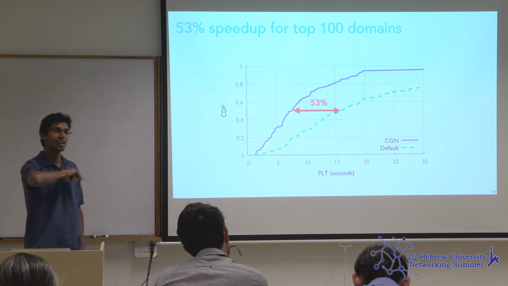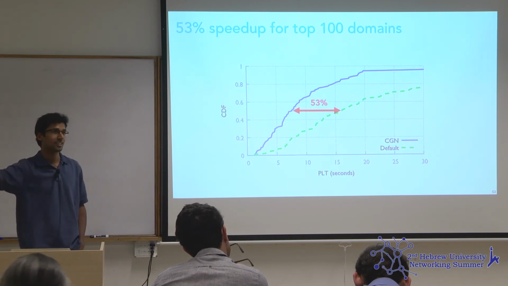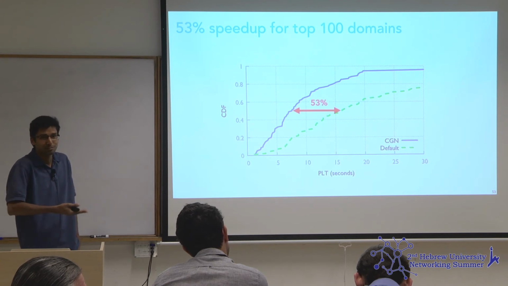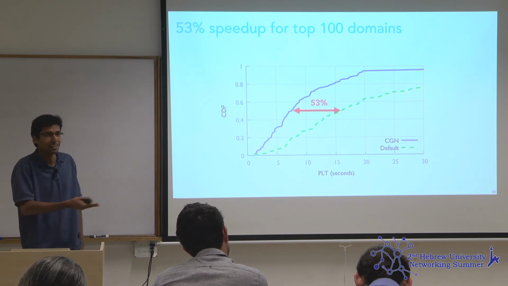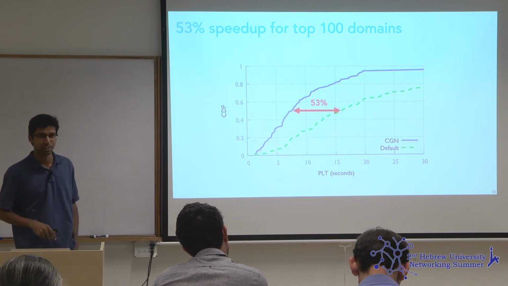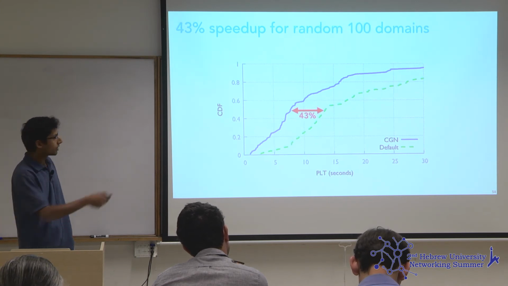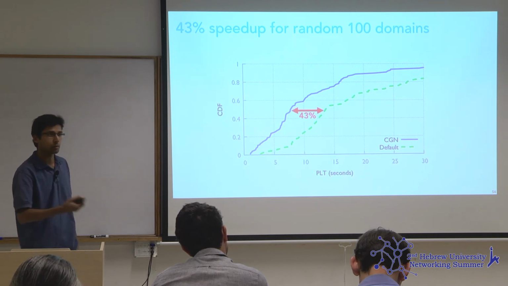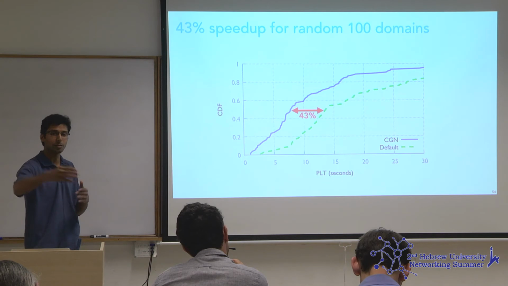Nothing in this requires you to wait for a standardization process or to wait for web servers to catch up and deploy all of this. This is very doable now. You buy 12 Amazon EC2 virtual machines and you get the system up and running. For a random 100 domains out of the same set, you get a 43% improvement. The number is smaller because some of them are farther away.